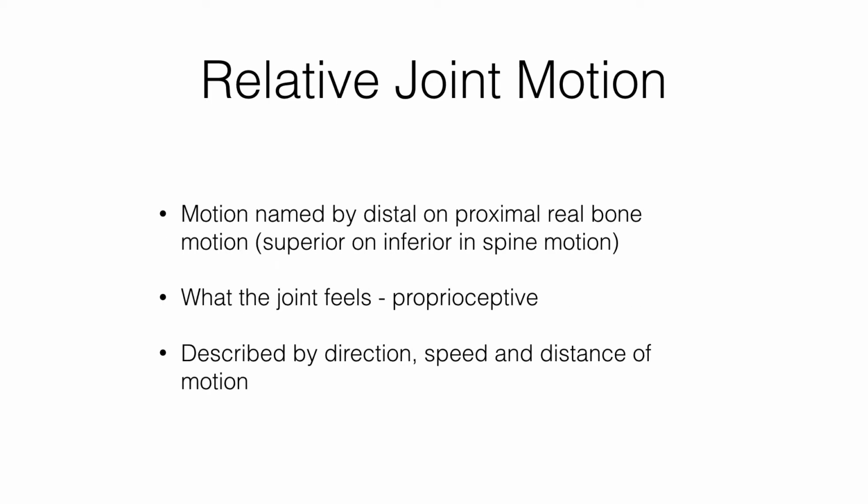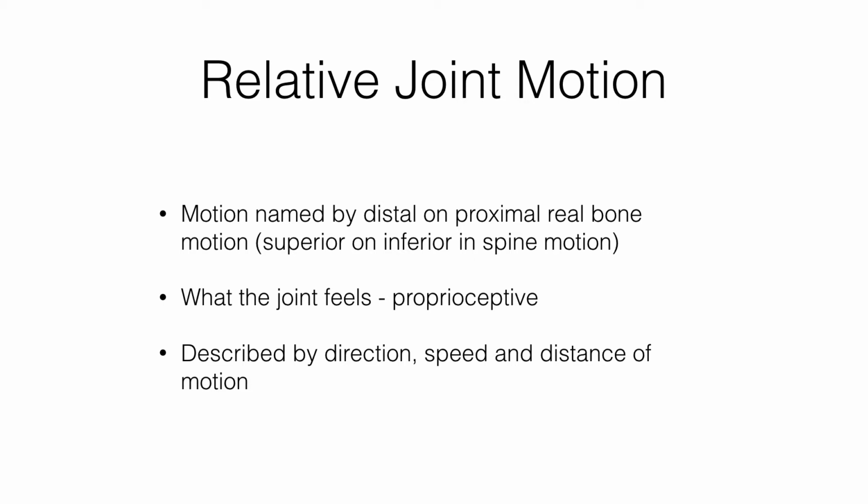So relative motion refers to what the joint experiences. In the periphery, this motion is named by the distal moving on the proximal real bone motion, and that gives us the relative joint motion. In the spine, it's slightly different, so we name the motion by the superior moving on the inferior segment.